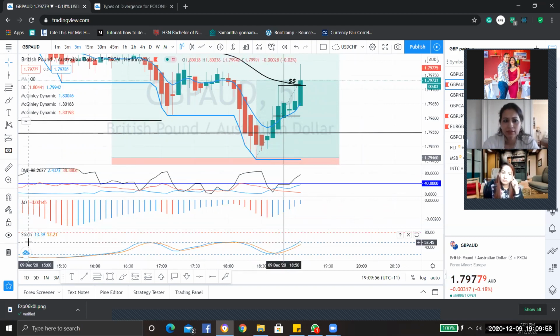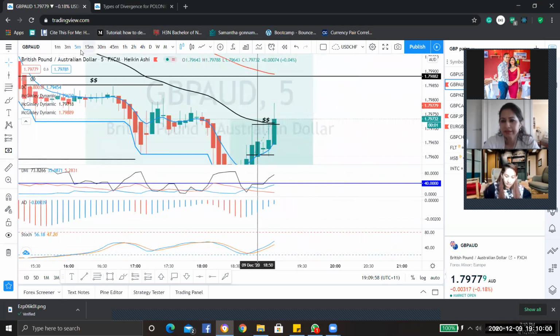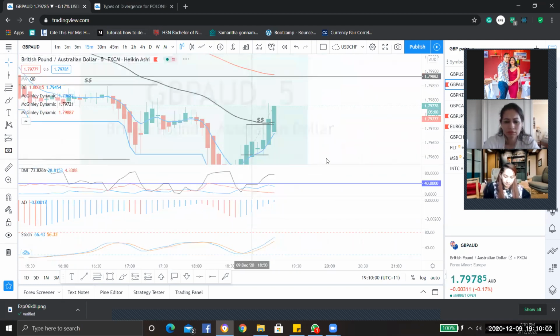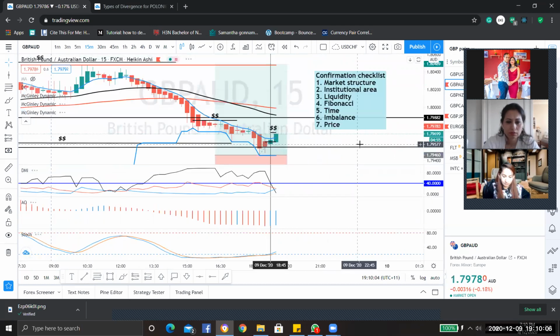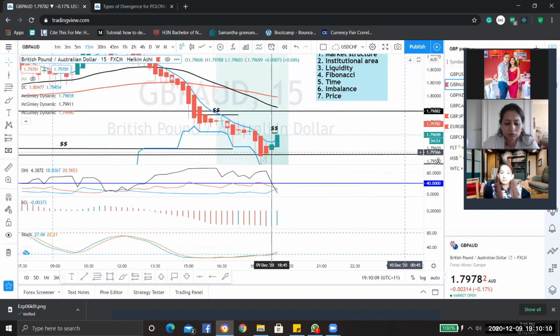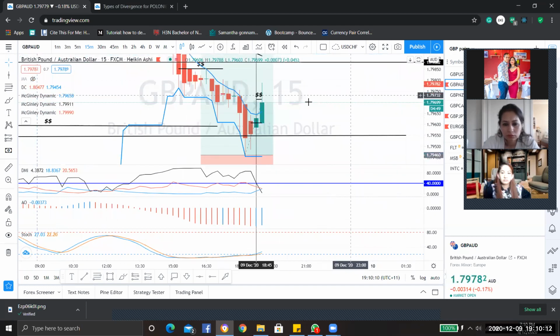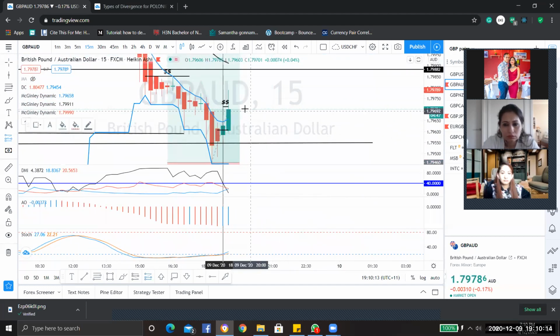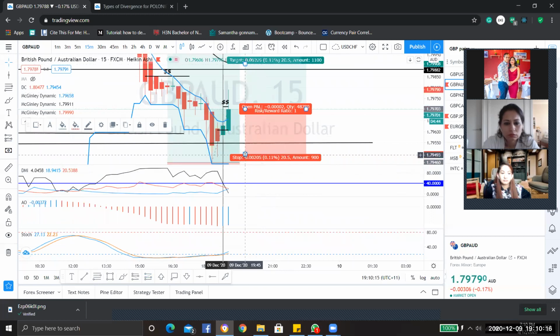Can we enter the trade now? Stochastic. Okay, let me demo. Go 15 minute. Already, okay. Yeah, I think you can enter, but you will be having a bigger stop loss. Okay, you can enter.